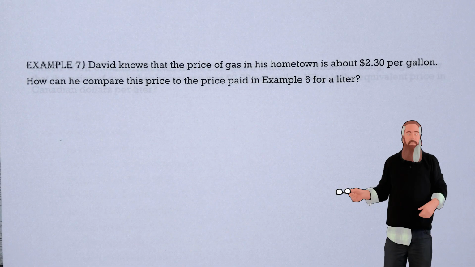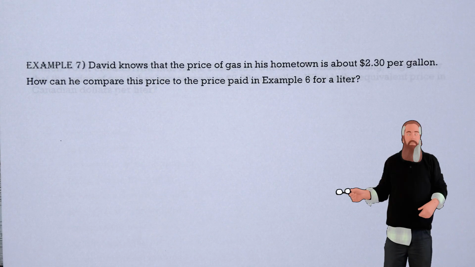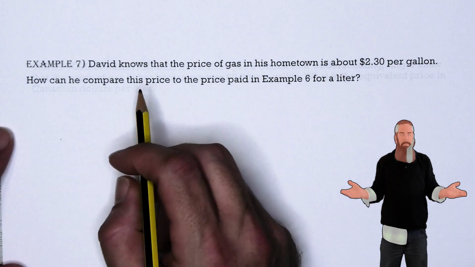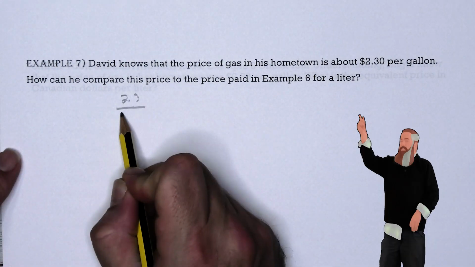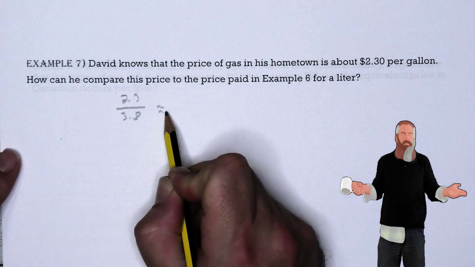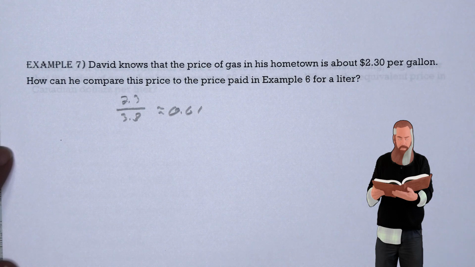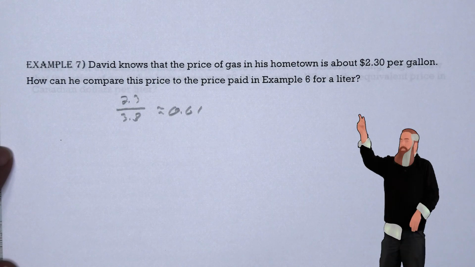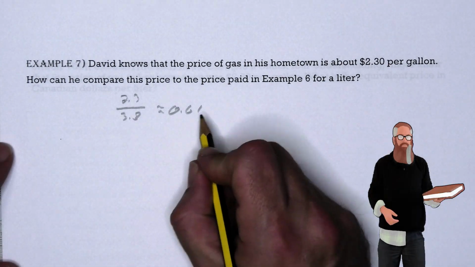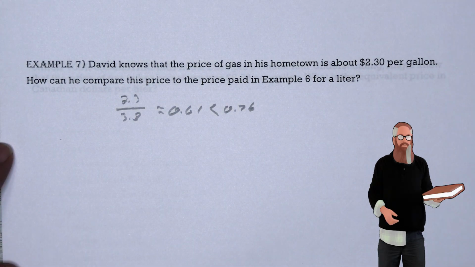David needs to express the U.S. gallon price as a U.S. dollar price per liter. There are approximately 3.8 liters in a gallon, so we're going to divide the price per gallon by 3.8 to determine the price per liter. So 2.3 divided by 3.8 will give us approximately 0.61. So his hometown gas price is equivalent to about 61 cents per liter. So gas is more expensive in Mexico, being that it is less than the 76 cents per gallon in example 6.